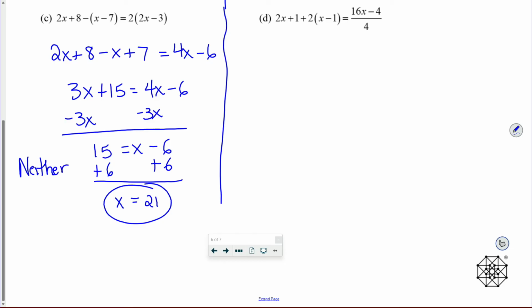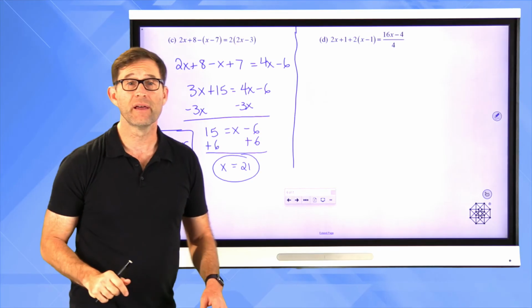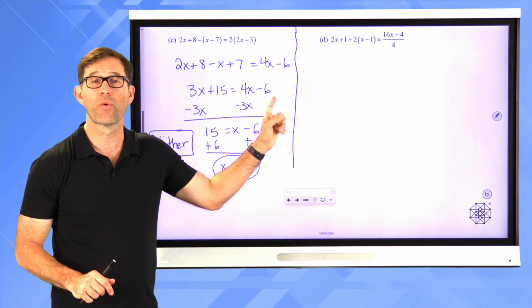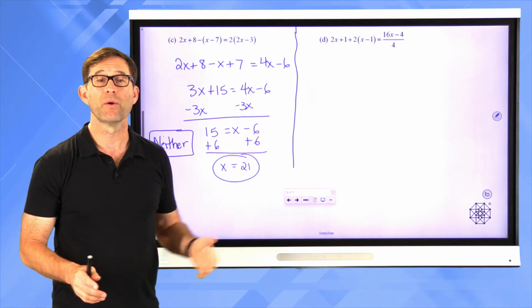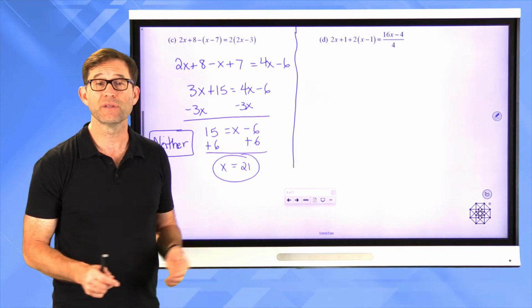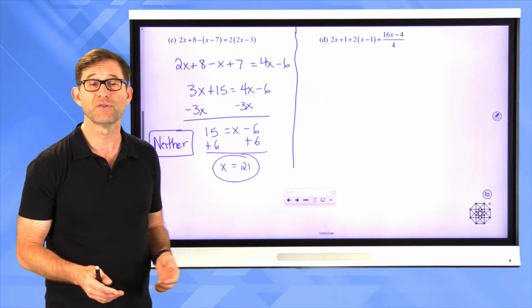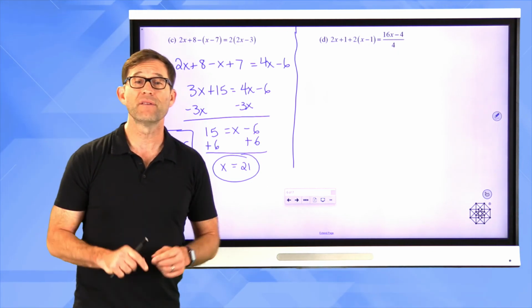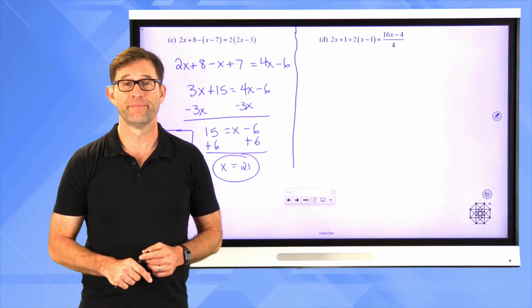Now, you may have been able to figure that out earlier. There wasn't anything that said we actually had to solve it all the way. And in fact, I claim that even by the time you're at this level, 3x plus 15 equals 4x minus 6, you're probably well aware that, yeah, that's actually going to be just neither. It's going to be just your normal, everyday linear equation. All right, take a look at one more. Try letter D.